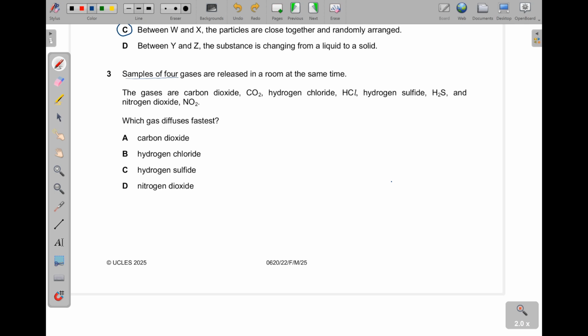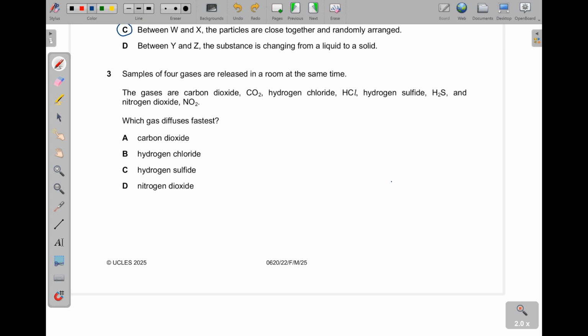Question 3. Samples of 4 gases are released in a room at the same time. The gases are carbon dioxide, hydrogen chloride, hydrogen sulfide, and nitrogen dioxide. Which gas diffuses first? So diffusion depends on the molecular mass. So we look at the molecular masses of these ones. The smaller the molecular mass, the faster the gas will diffuse.